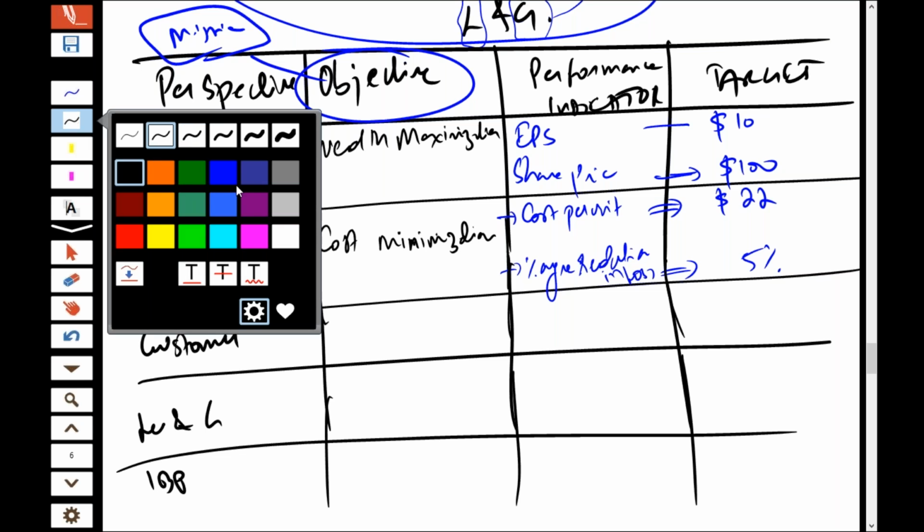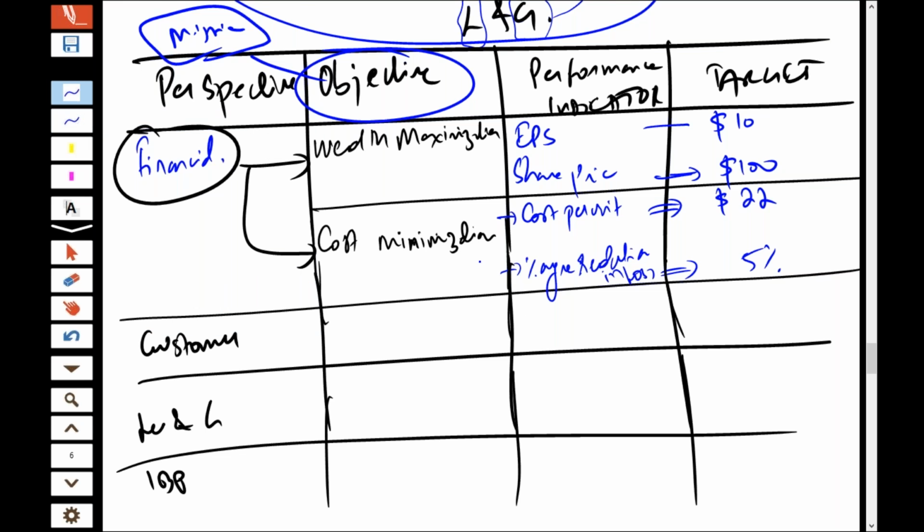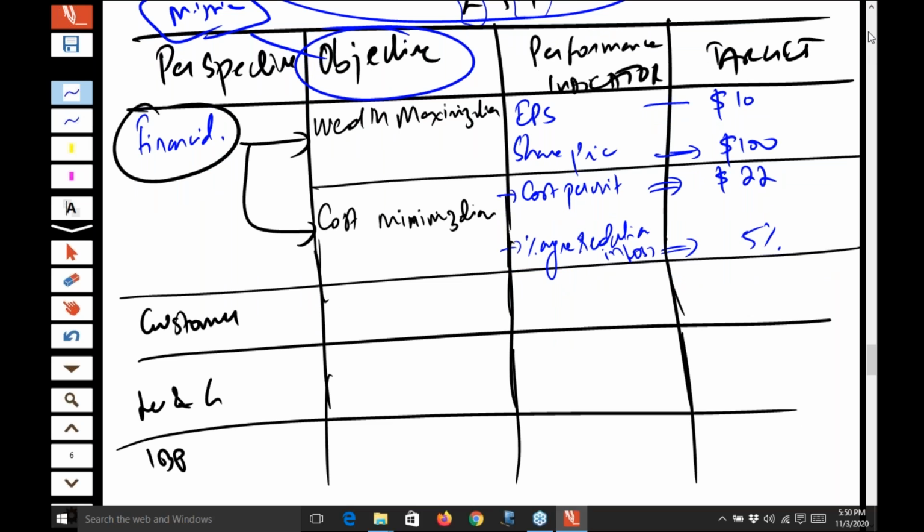Is that okay to you people? Is everyone okay with how the balance scorecard is implemented in any specific organization? Okay, any questions?